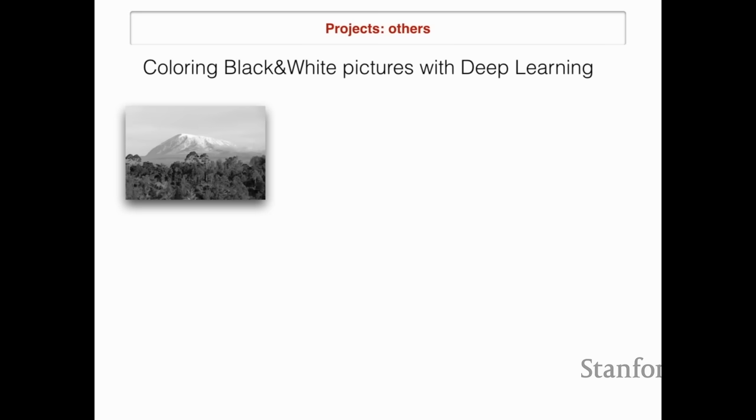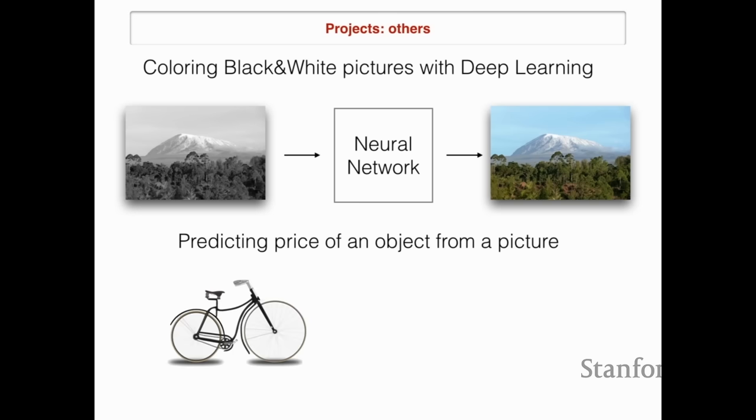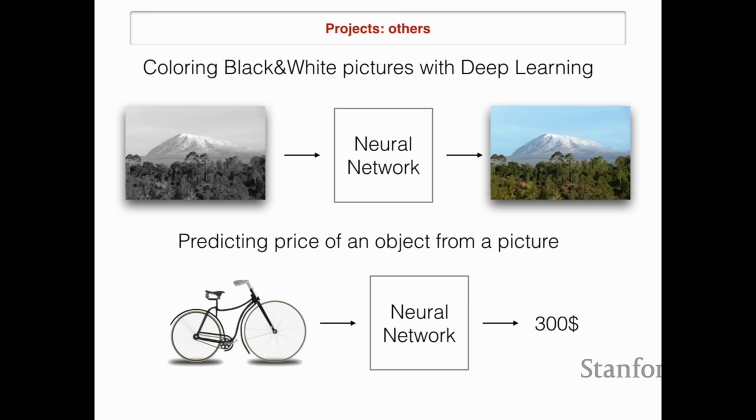One is coloring black and white pictures using a neural network into the color representation of these pictures. So it's pretty cool because we can now watch movies that were filmed in the 1930s or 1950s or I don't know when in color, which is super cool. Predicting the price of an object from a picture. This was a great project in the first iteration of CS230 where you give it a bike and the neural network guesses how much the bike costs. So if you want to sell stuff and you don't know how much, you just give it a picture. Then you sell it at that price.